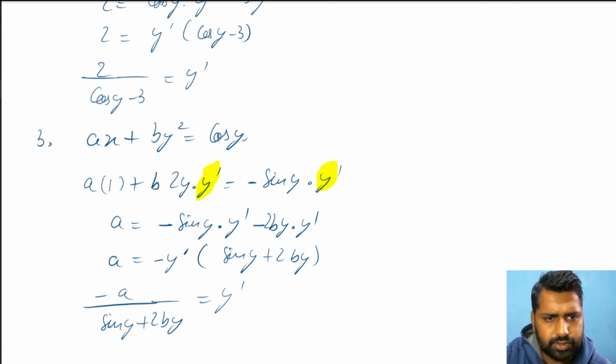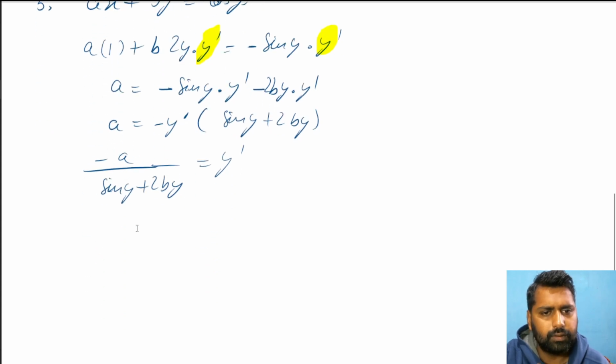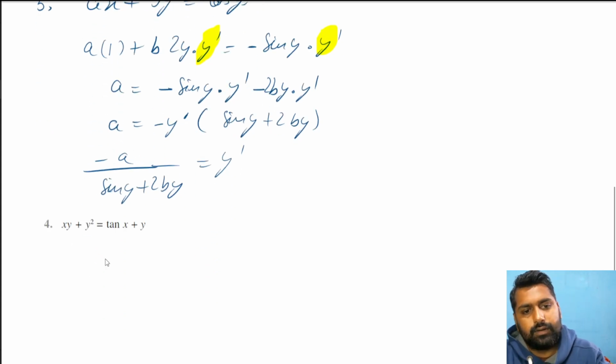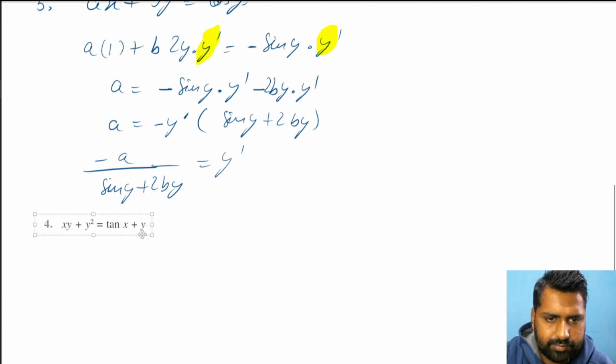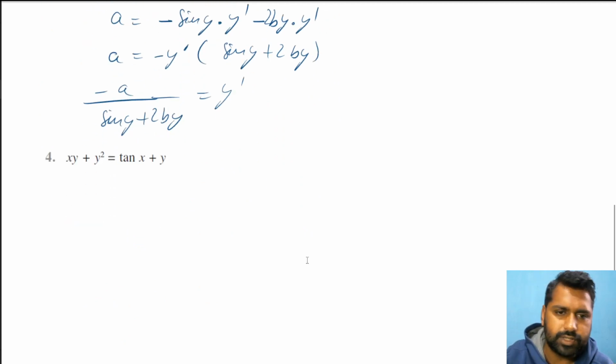Let's look at the next question now. Now things will start to get slightly complicated, not too much. So I'll introduce one question at a time. All right. Next is this function. Again, you cannot separate y, and remember this is tan x separately and y separately.